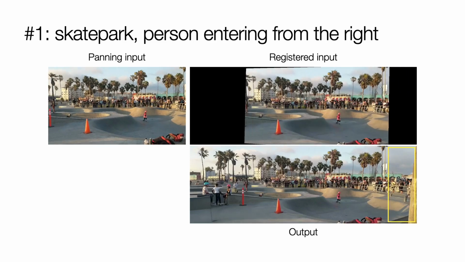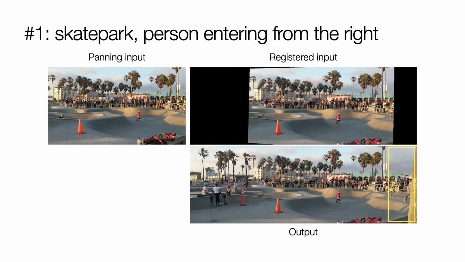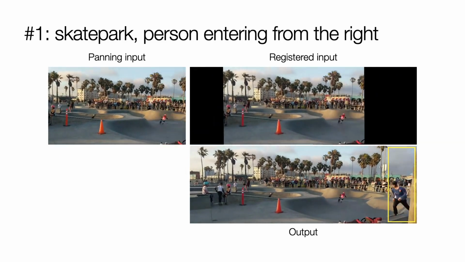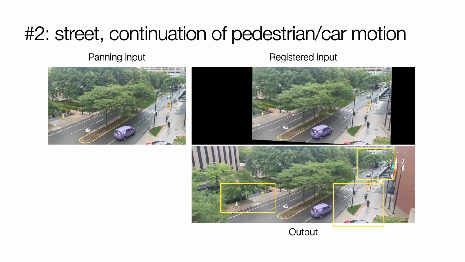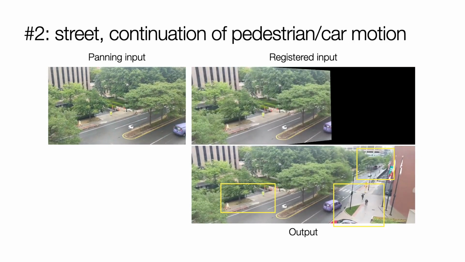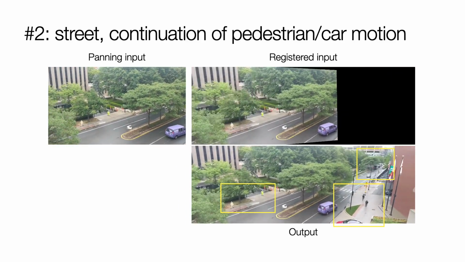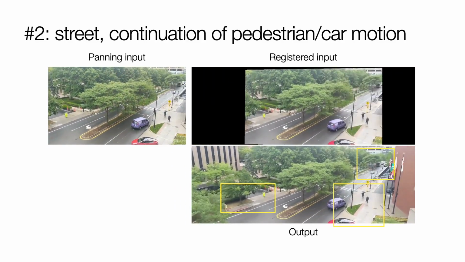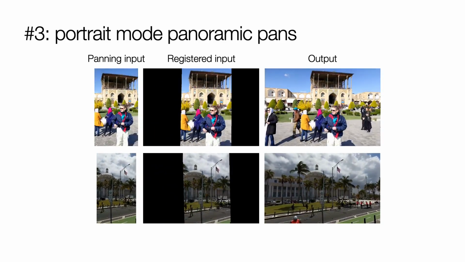Let's first look at some results. In this skate park example, there's a person entering from the right, and the beginning of that entrance is completed correctly. In this street scene, the pedestrians and cars continue to move in a plausible manner. The method also worked for portrait mode panoramic pans.